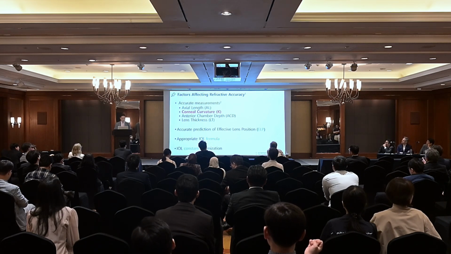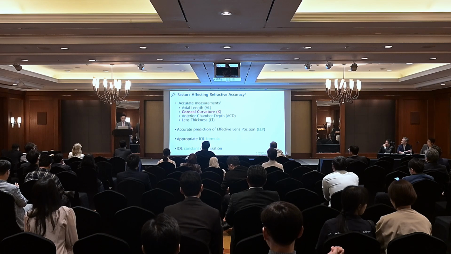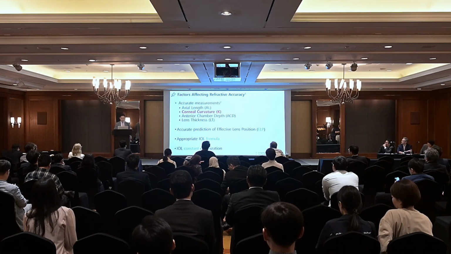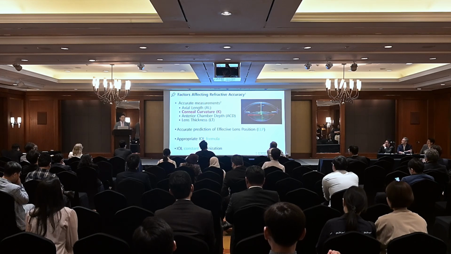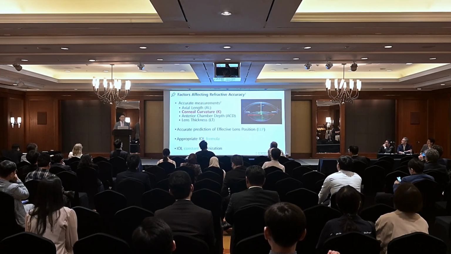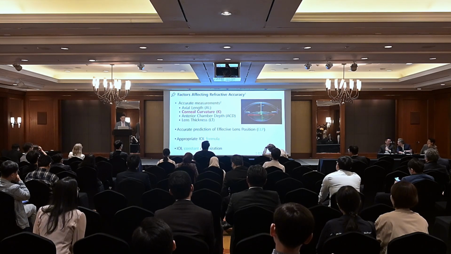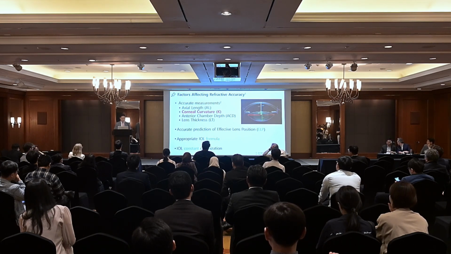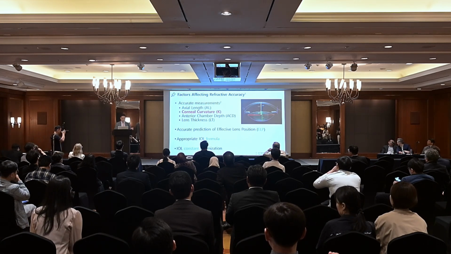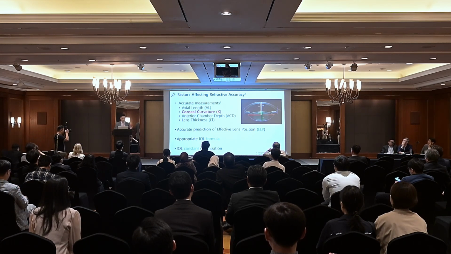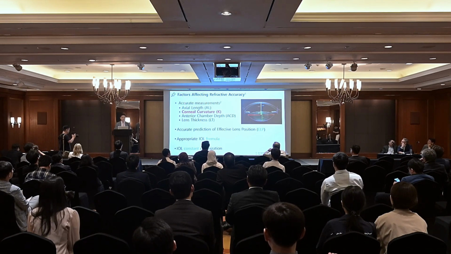Here are some important factors that affect refractive outcomes: accurate measurement of axial length, corneal curvature, anterior chamber depth, and lens thickness, and accurate prediction of ELP and an appropriate IOL formula and IOL constant. With the advance of anterior segment OCT, the accuracy of axial length, chamber depth, and lens thickness measurement has become nearly perfect. Unfortunately, however, K values still present large fluctuation.